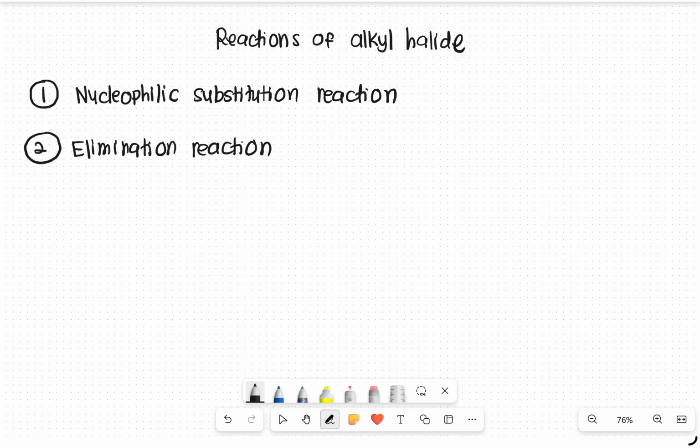Nucleophilic substitution means that it will substitute the halogen with the nucleophile to produce a product, whereas number two, elimination, means that it will eliminate hydrogen and halide to produce the product. So now we look at the first reaction, nucleophilic substitution reaction.